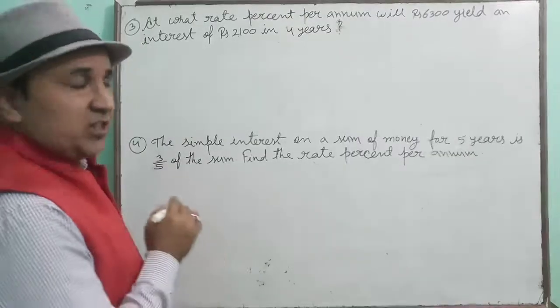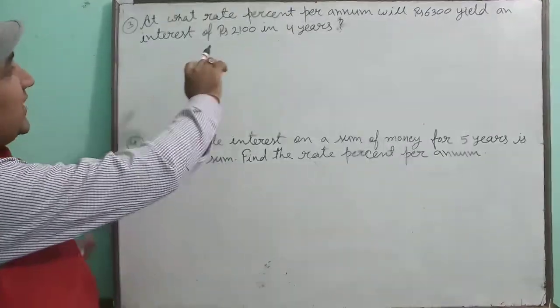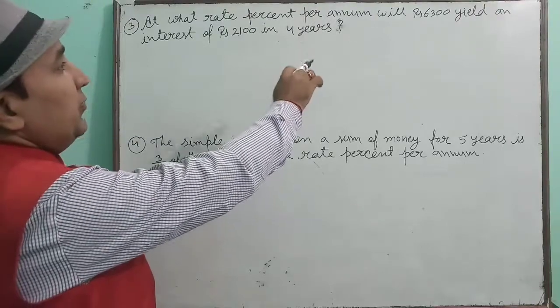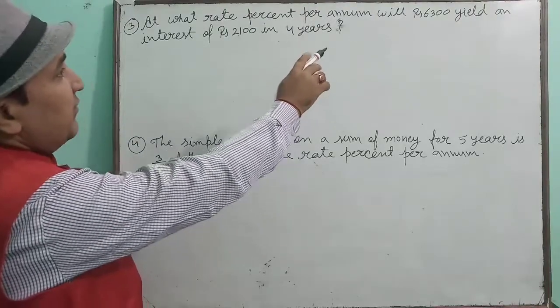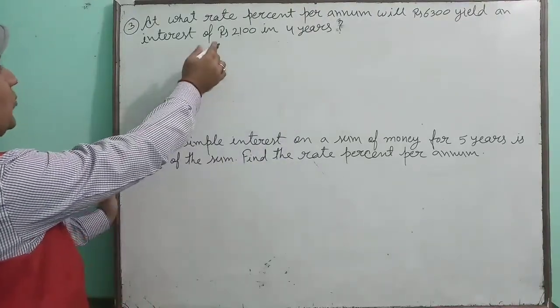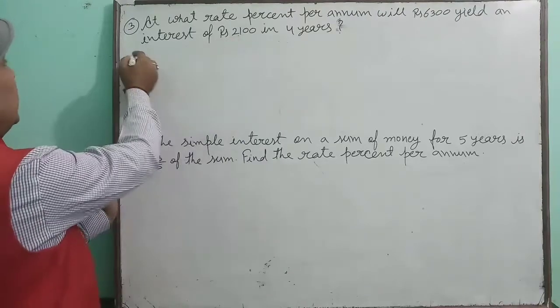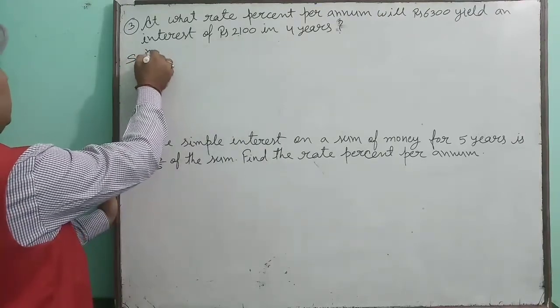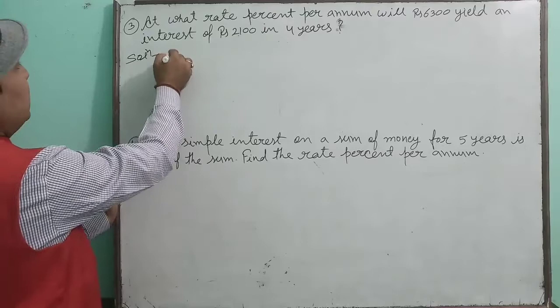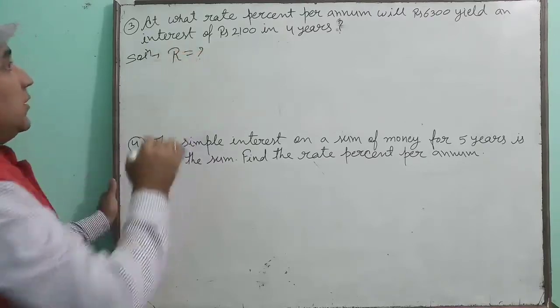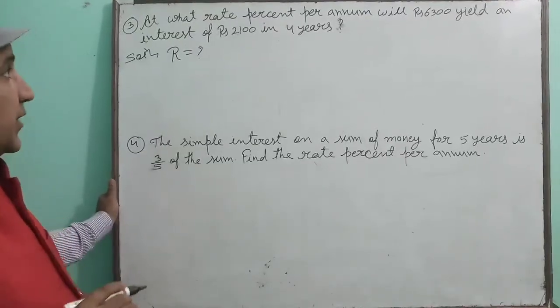Okay, now see question number 3. At what rate percent per annum will rupees 6300 yield an interest of rupees 2100 in 4 years? At what rate percent means we have to find the rate percent.